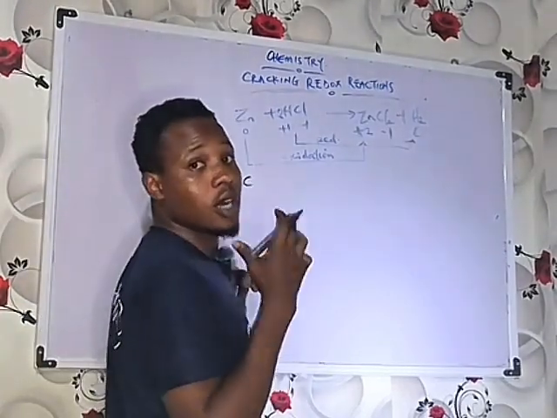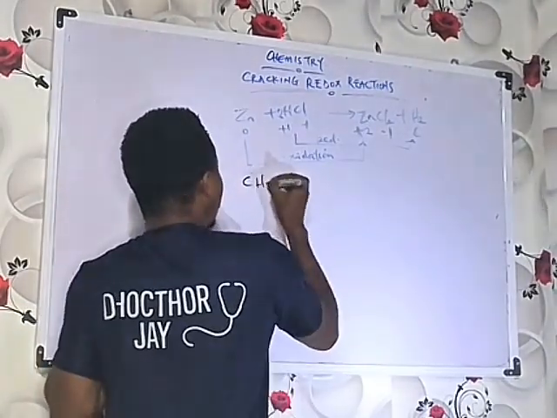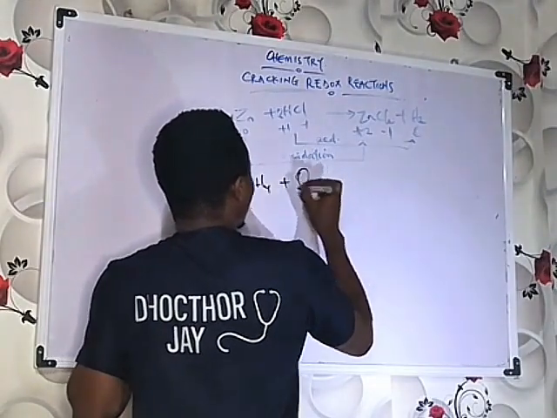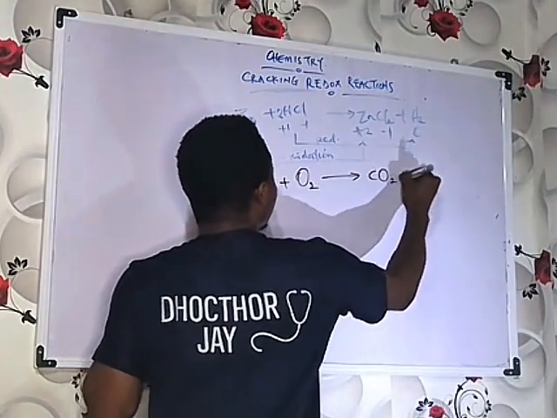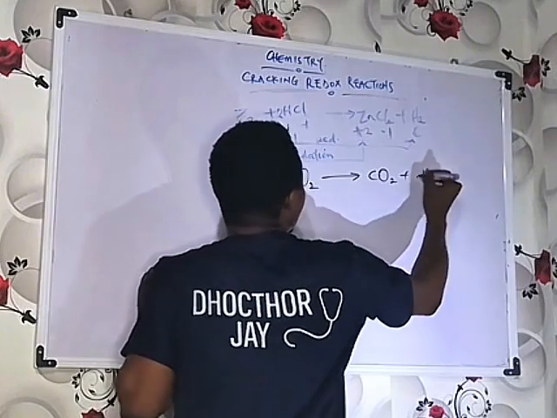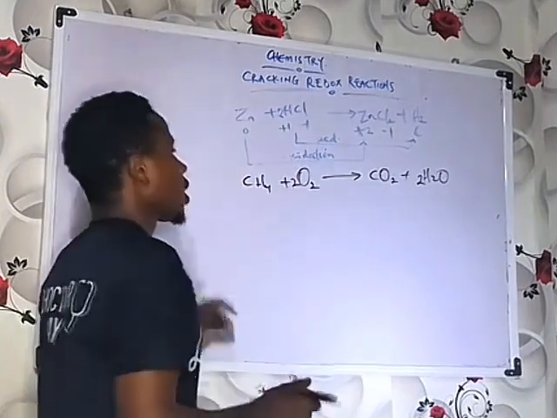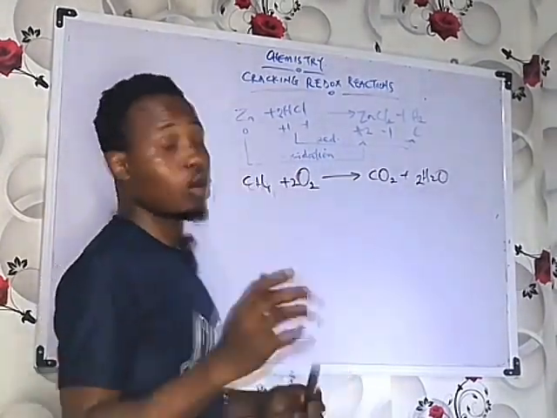Combustion of methane, that's CH4 plus oxygen to give us CO2 and H2O. To balance it, we need this. Now I want to check if this is a redox reaction or otherwise.